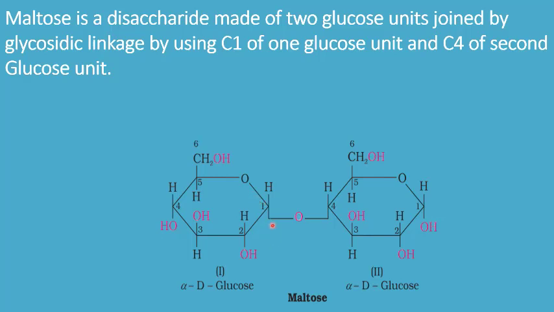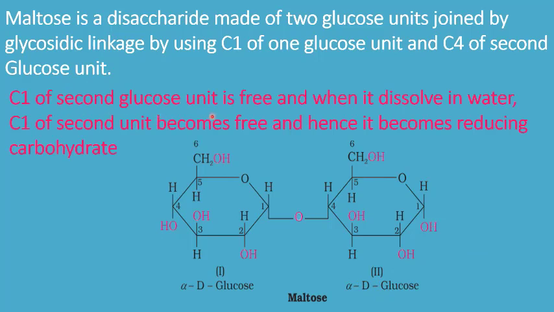Therefore, it is not free for reducing after dissolving in water. Whereas the C1 of the second glucose unit is free. Therefore, when maltose is dissolved in water, the C1 of the second glucose unit is available for reducing. Therefore, maltose is a reducing sugar.